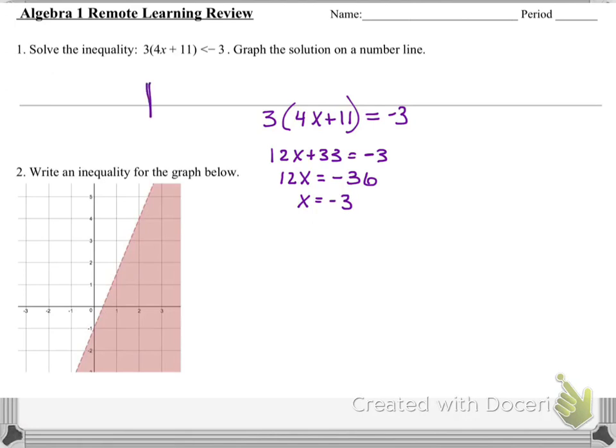So if I put that on my number line here, I want to know what side of the line I should shade on. Well, let's test 0. That one's easy to plug in. And when I do that, I get 3 times 4 times 0, which is 0, plus 11.